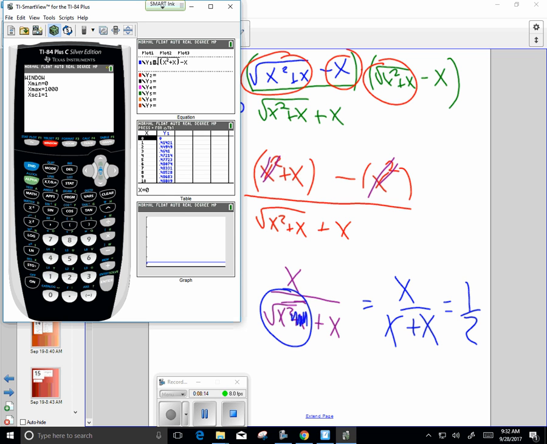Let's try something else here. Let's go back to window. Let's go negative 5 to 5. And negative 5 to 5. Now let's see it. Comes in. There you go. So why is there this gap between negative 1 and 0?